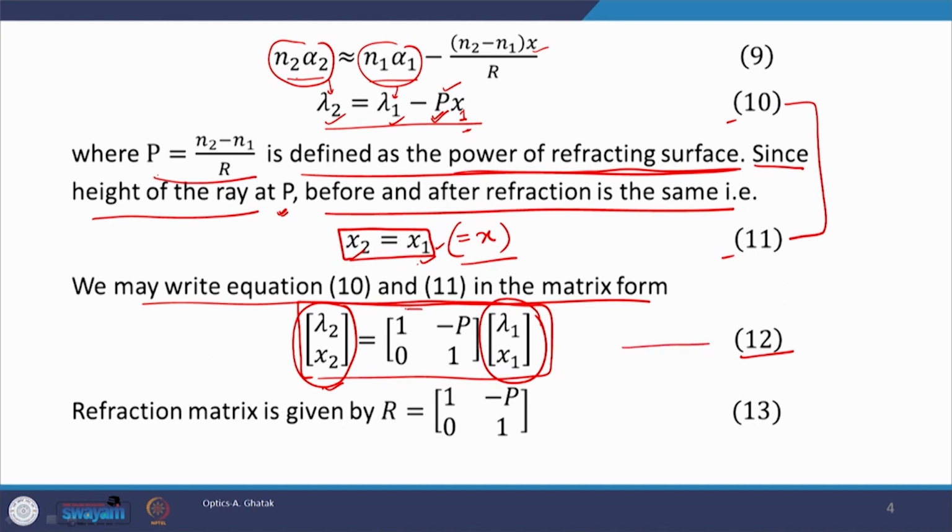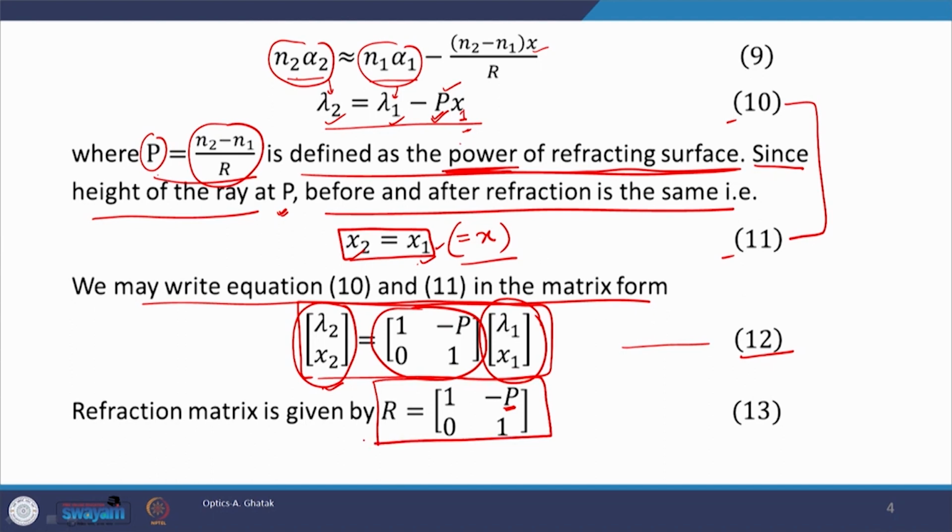Now, this matrix, which is a 2 by 2 matrix, is called the refraction matrix. Always remember this P is the power of the refracting surface. Whenever it is coming in the form of a matrix, it is the power of the refracting surface. Thus, we have a matrix for refraction, which is called the refraction matrix.